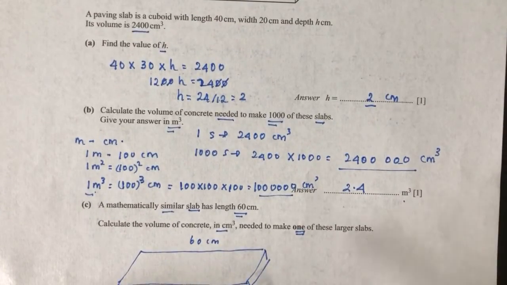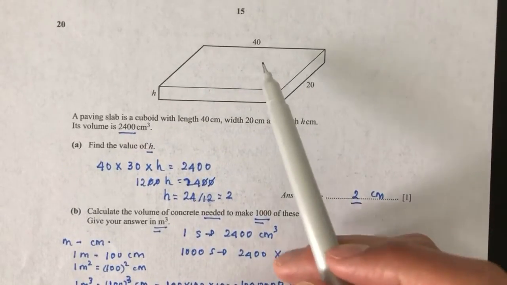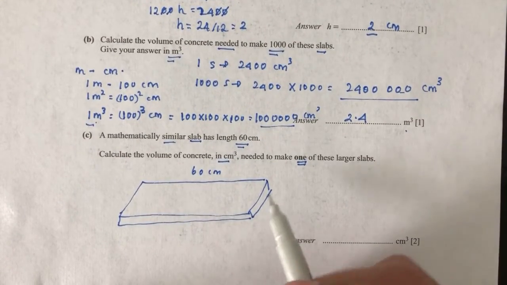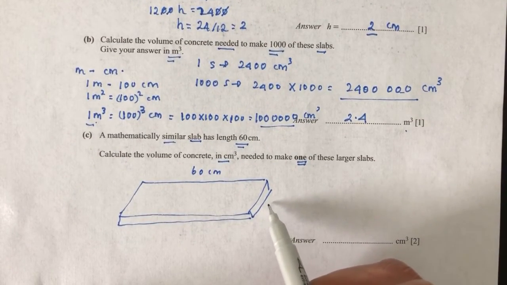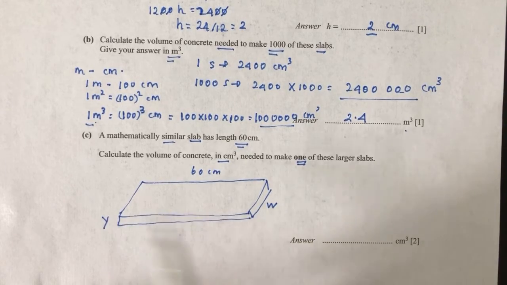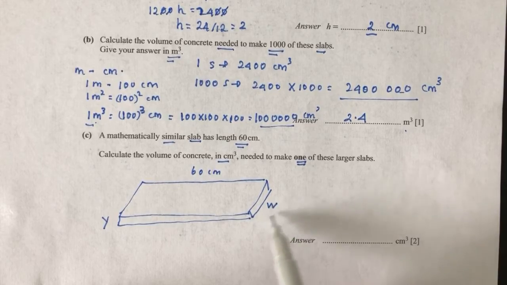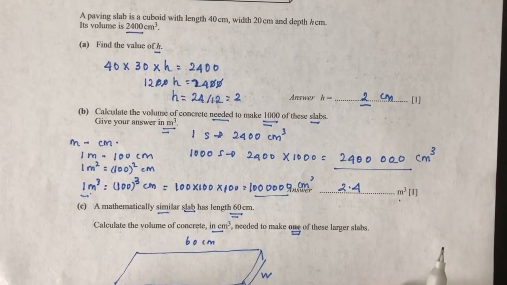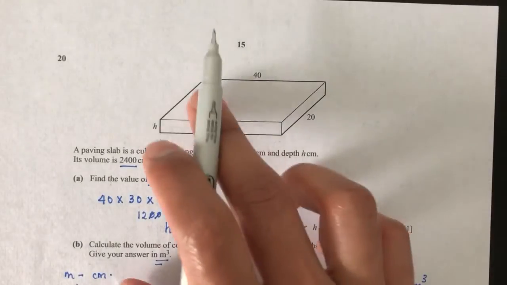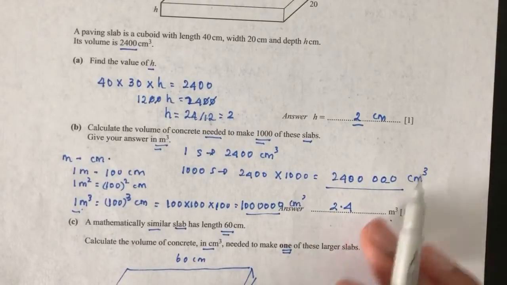It says that the length is 60 compared to this one, which is 40. So the ratio of sides will be the same for every part. Let's call the width W and the height Y. So let's find the value of W. The ratio of the corresponding sides will be the same, which means the length divided by length will be equal to the width divided by width.